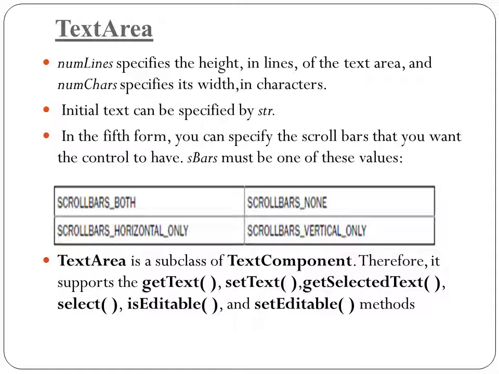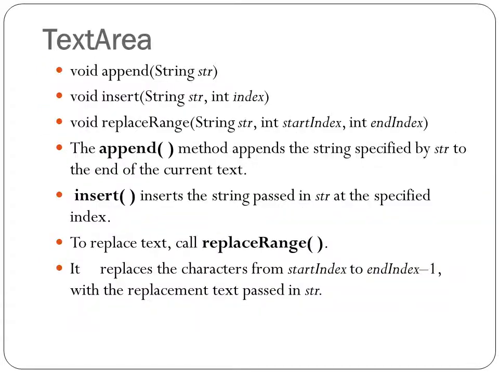TextArea is a subclass of TextComponent. So it supports methods like getText, setText, getSelectedText, etc. Other methods of TextArea are append, insert, and replaceRange. The append method appends the string specified by str at the end of the current text. Insert inserts the string passed in str at a specified index. And if you want to replace text, you can use replaceRange. It replaces the characters from the start index till end index minus 1, and those characters are replaced with the text passed in str.